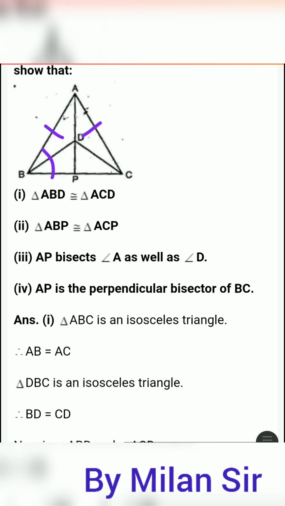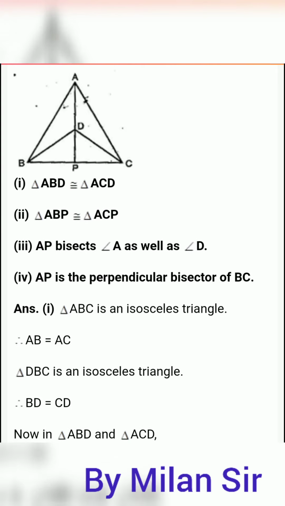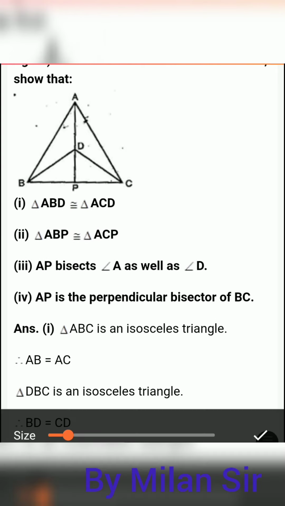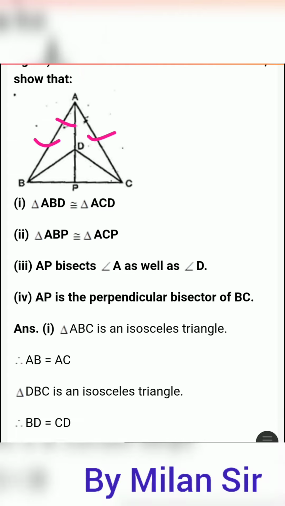One more thing: AP is a common side in both triangles. So here we have side and angle, but side-angle is not a congruency criterion. So we need to find one more combination. What do we need to do? In the first question, we proved that these two triangles are congruent, so we can say that these two angles are the same.